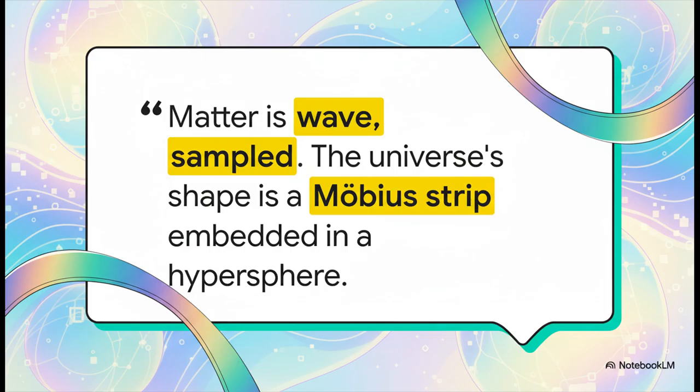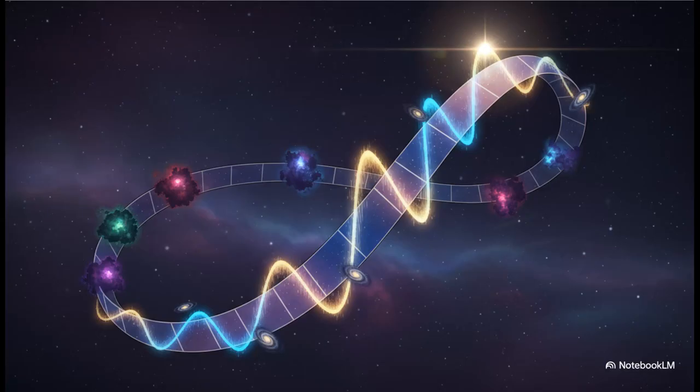And that brings us to the absolute core of mode identity theory. Here's the postulate. Matter isn't really a particle. It's a wave that we're sampling at a certain point. And the universe itself has a shape, that weird one-sided Möbius strip shape, which is itself embedded in a four-dimensional sphere, or a hypersphere.